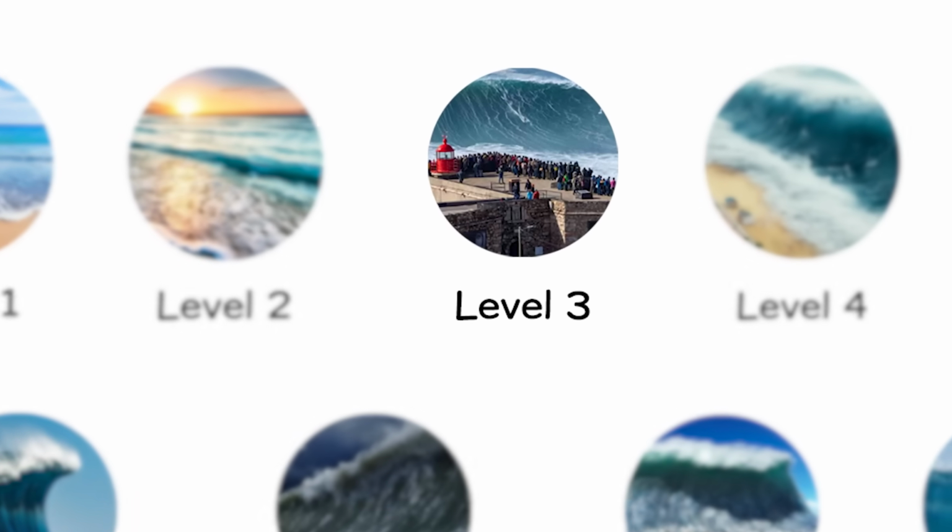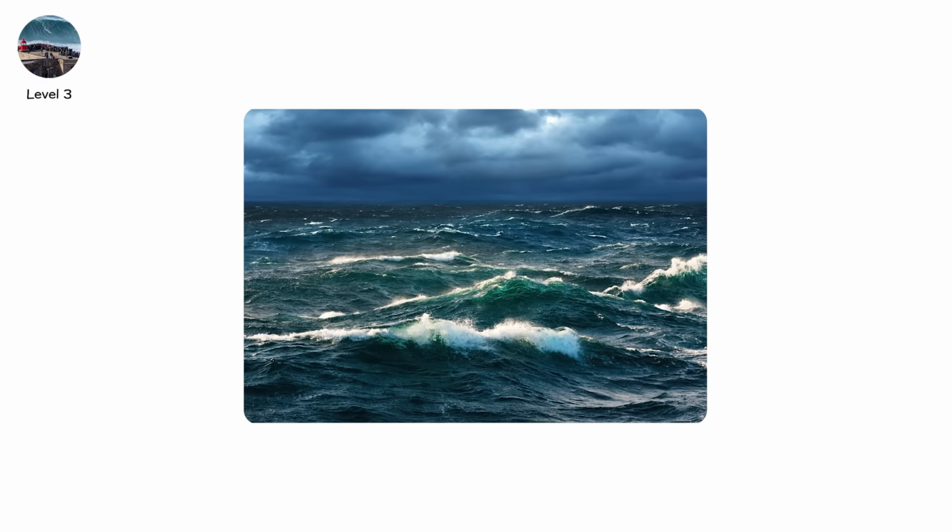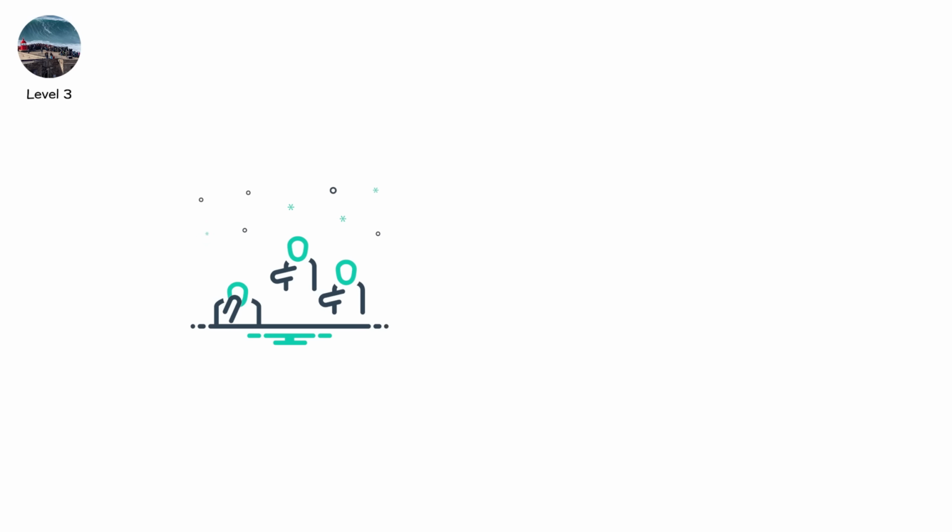Level 3. This is where destruction becomes inevitable. Waves now reach 3 to 5 meters in height. That's up to a two-story building. They strike like liquid bulldozers. Not once, but in waves. 3, 4, 5 surges, minutes apart. Each one is worse than the last.